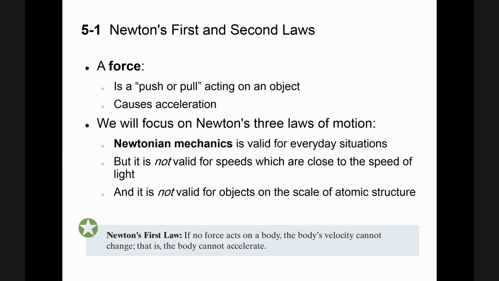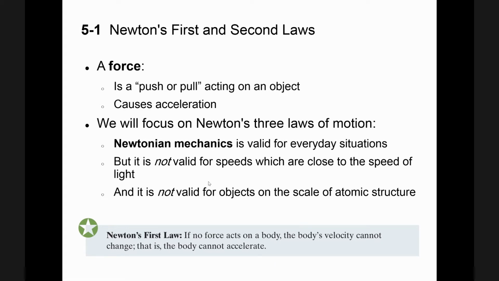Those laws do not apply on two things. They do not apply on very fast moving objects close to the speed of light. And we also don't study objects whose sizes are on the atomic structure scale. Good, important thing.